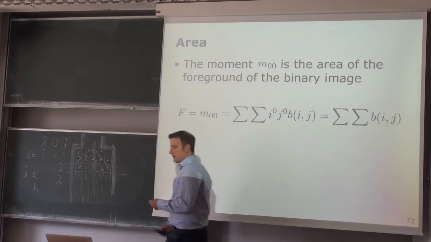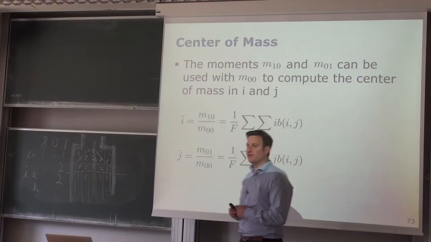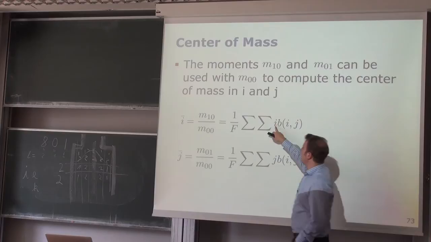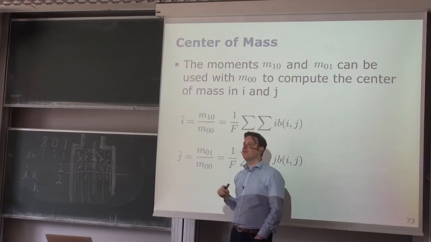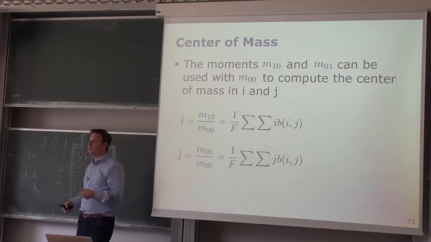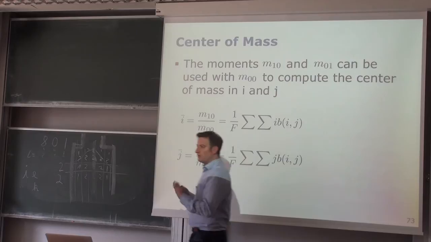What I can also do is use this to compute the center of mass in I and in J, so in the I-th dimension and the J-th dimension. What's the center of mass of my component? Just take the moment M10, where J is gone, which is just I times the intensity values, normalized by the area. If I take M10 and M00, or M01 and M00, I can directly compute the center of mass of my binary image. So the different moments can be used to compute different properties of the foreground in my image.